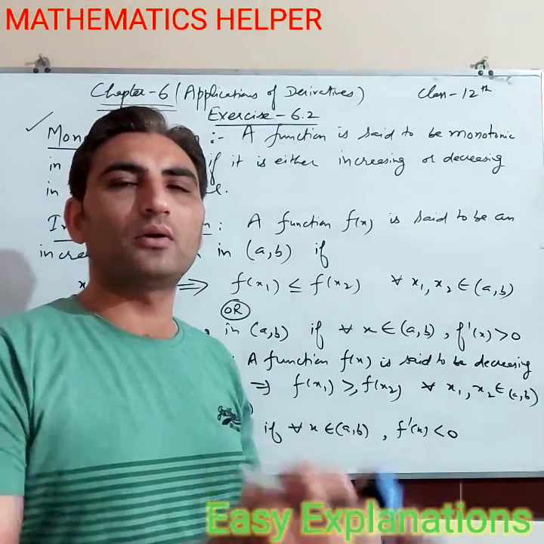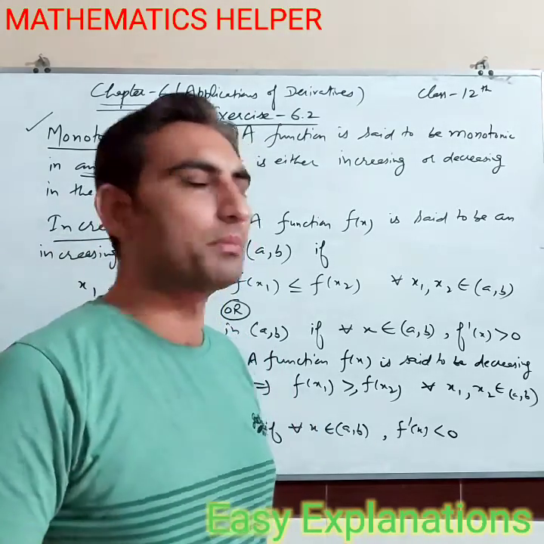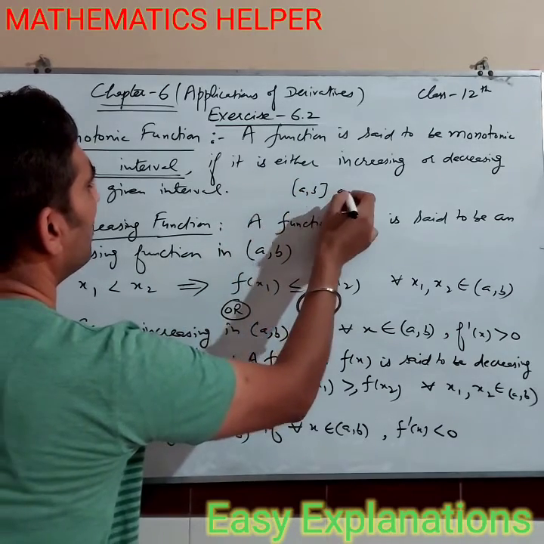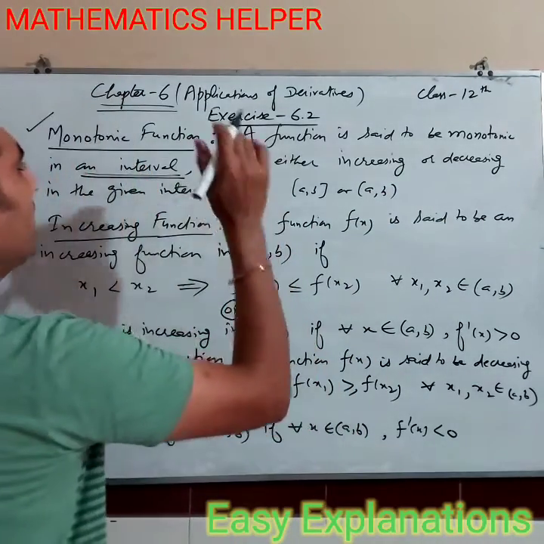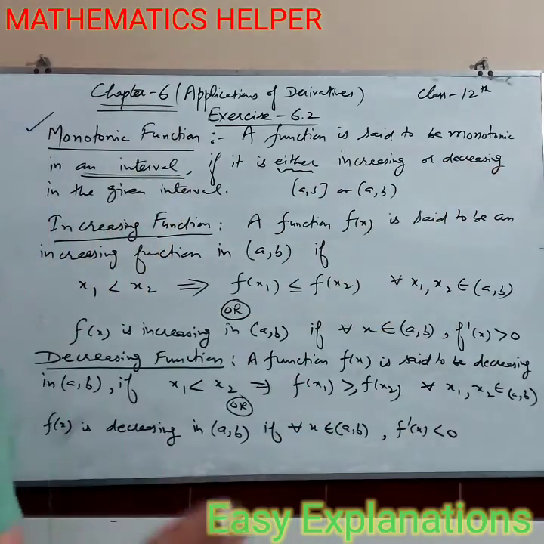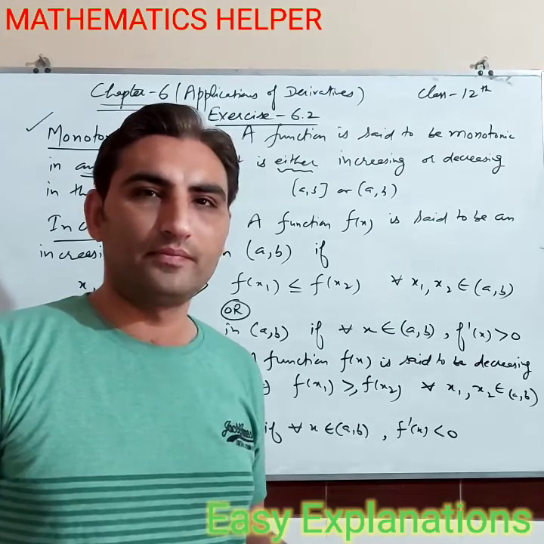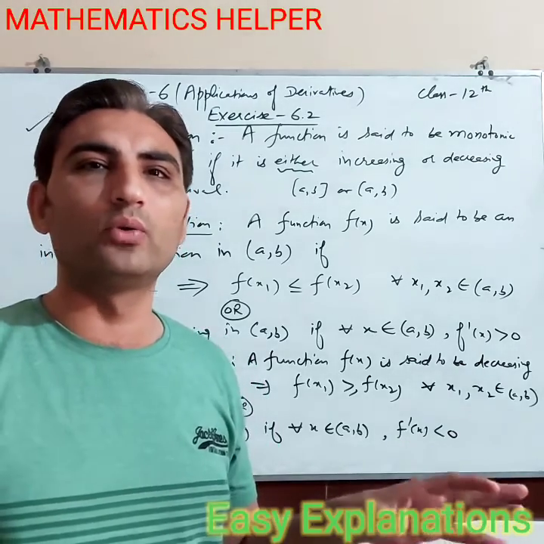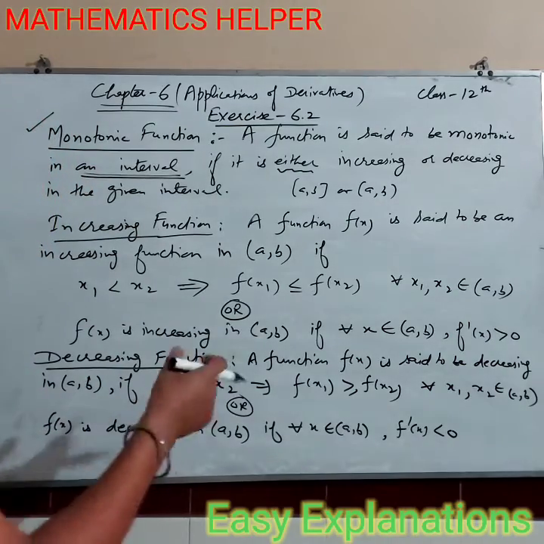Interval means a part of real numbers, means some gap of two numbers will be provided. So there will be an interval, for example, a closed interval AB or an open interval AB. AB means some numbers A and B. So if it is either increasing or decreasing in the given interval, in that case we can give a new name to this function, that is called a monotonic function. Now, what are increasing and decreasing functions?